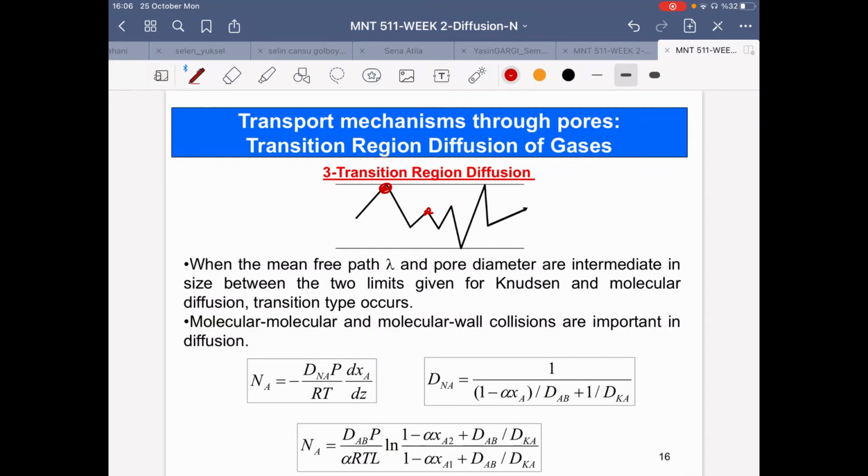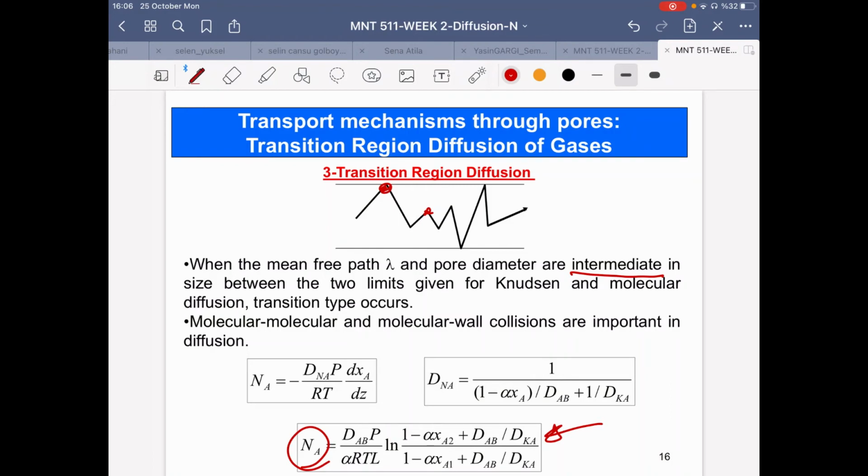So when the mean free path and the pore diameter are intermediate in size between the two limits given for Knudsen and molecular diffusion, transition type occurs. Okay, and then there are these other corrections and other equations that are inserted into our original equation, which allow you to guess what my flux is in my porous network.